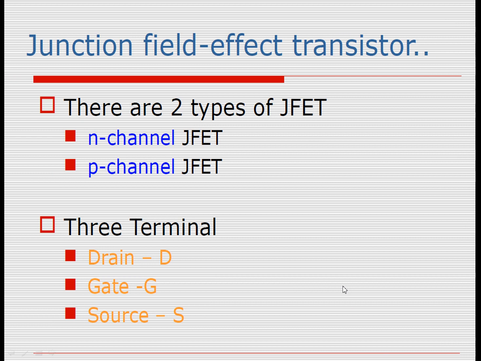Hello everyone. In this video I'll be discussing the construction of the junction field effect transistor. As you already know, there are two types of junction field effect transistors: one is the N channel JFET and the other is the P channel JFET. The junction field effect transistor is a three-terminal device, and the terminals are drain, gate and source.